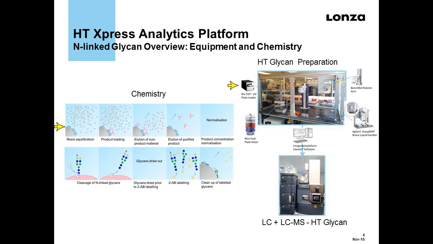Once we have purified material, the product is bound to a cartridge and PNGase F is added, which cleaves the N-linked glycan at the asparagine site. The glycans are then dried out prior to labeling with a 2AB fluorophore for fluorescence detection by either UPLC or LC-MS. After the 2AB labeling step, the released glycans undergo a cleanup step which removes free 2AB label. The samples are now available for analysis either by UPLC or LC-MS.